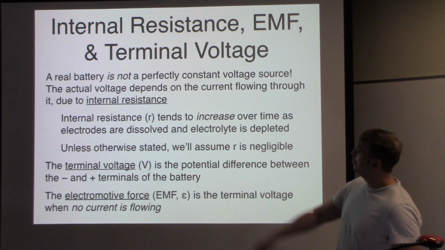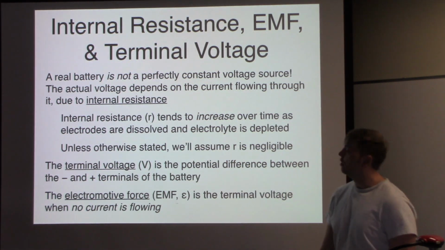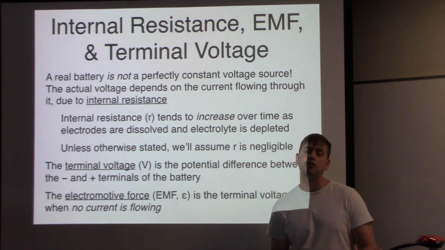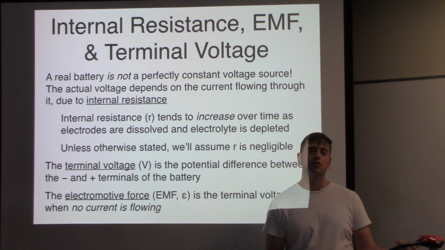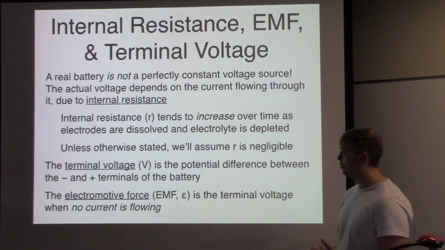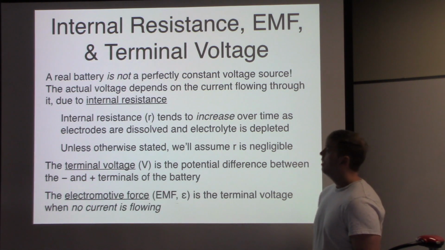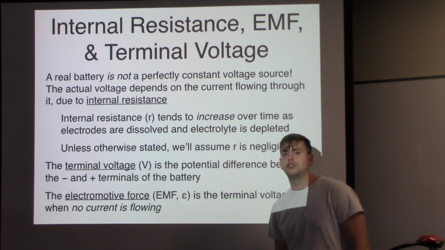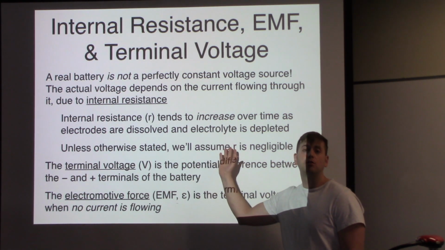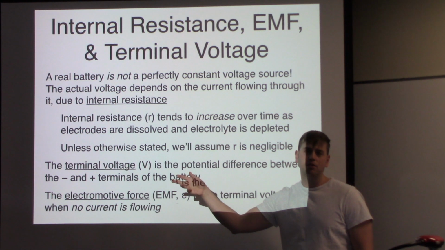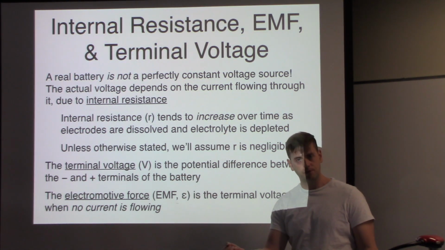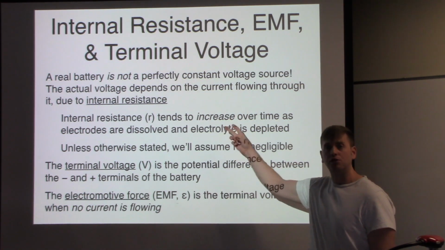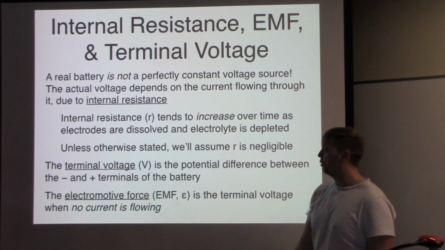Okay? So we use the lowercase r variable to denote internal resistance of a battery, and internal resistance in a real battery is actually something that tends to increase over time as the electrodes are dissolved in the electrolyte solution. And as far as how you approach this in a practical sense, unless stated otherwise, we're going to ignore internal resistance in batteries, much like we ignore resistance in wires. Okay? But there will be some problems we do where we explicitly look at this idea of internal resistance, and we'll have to know how to deal with that.